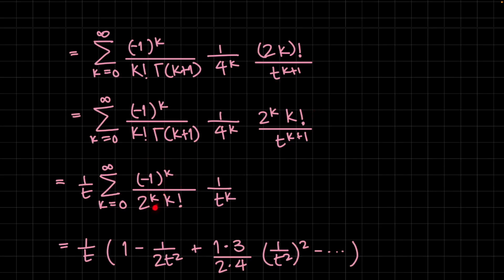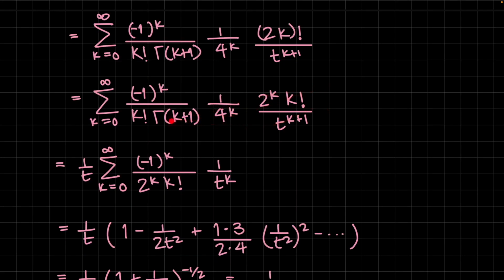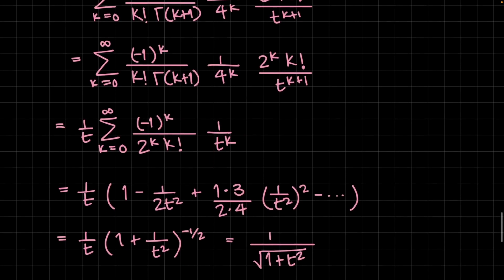which also cancel. So 2 to the k. But the k factorials do cancel, but we have gamma of k plus 1, which is k factorial again. So you have 2k factorial times 1 over t to the 2k from the denominator, one of the factors. We took out the t, so the others are still inside the sum. We can write the sum individually, right? Each term of this infinite sum. So you have 1 over t outside, 1 minus 1 over 2 t squared plus 1 times 3 over 2 times 4, 1 over t squared the whole squared, minus dot dot dot, because it's alternating.